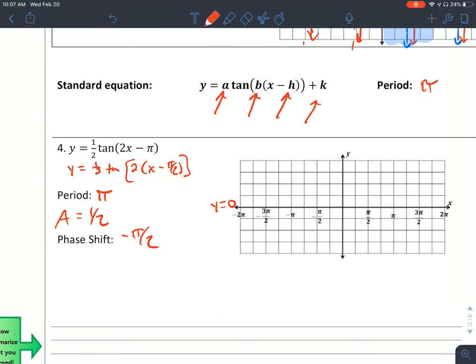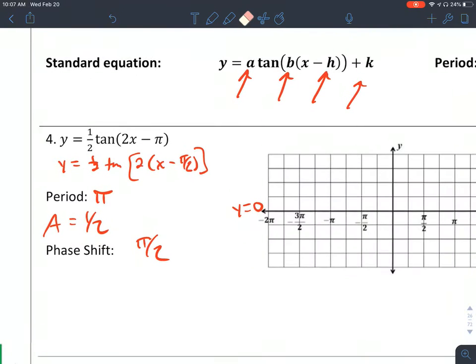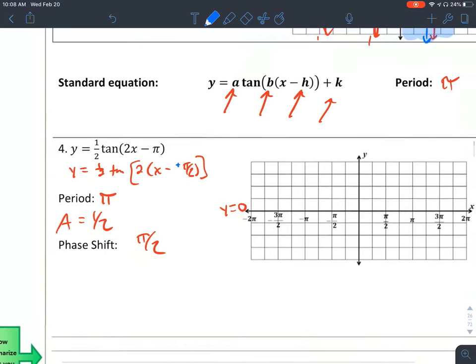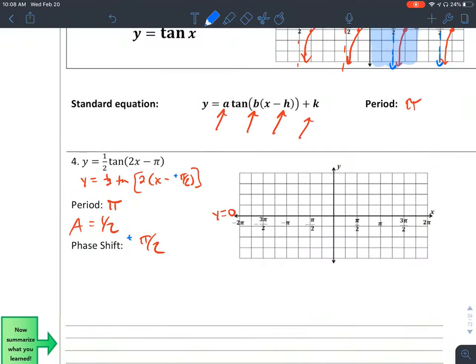Then let's start out with a phase shift of negative pi over, the phase shift is positive pi over 2, not negative. Let me emphasize this. This is x minus a positive pi over 2. So the phase shift is a positive pi over 2. So one period of our graph is going to start at pi over 2.